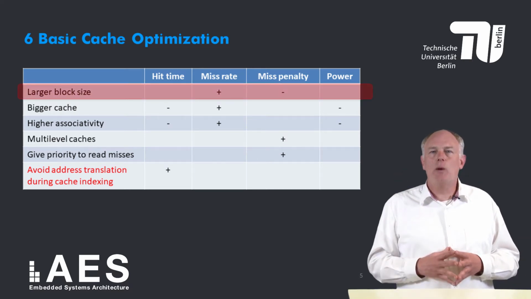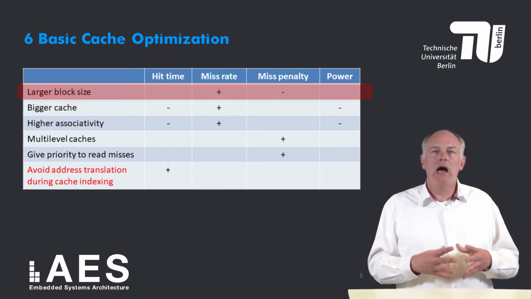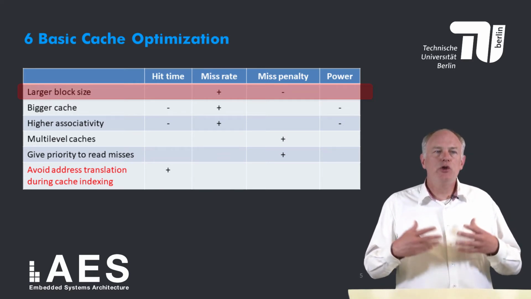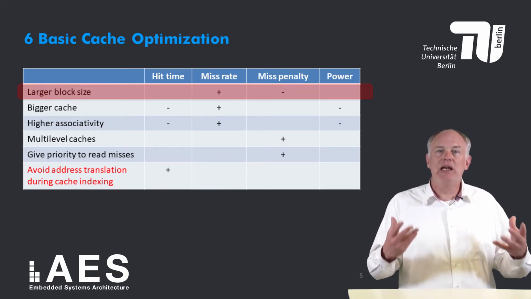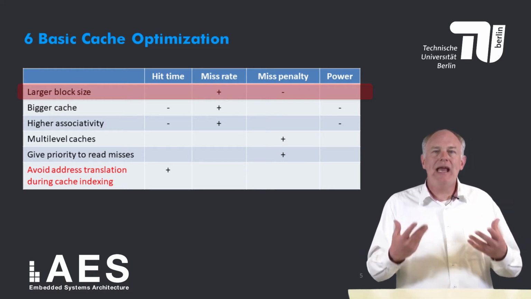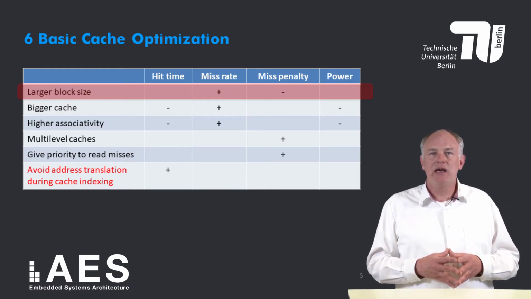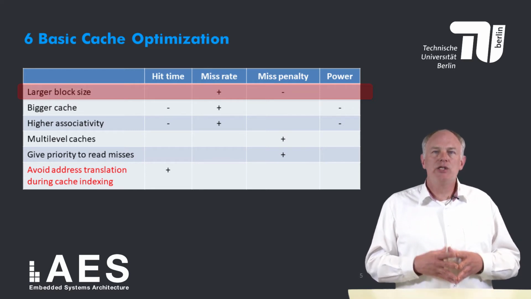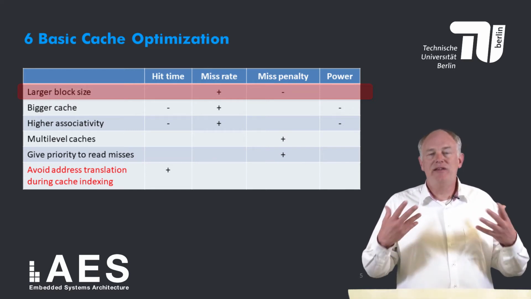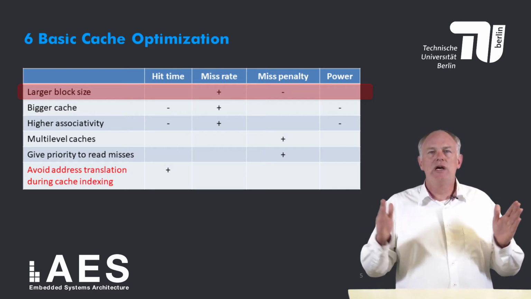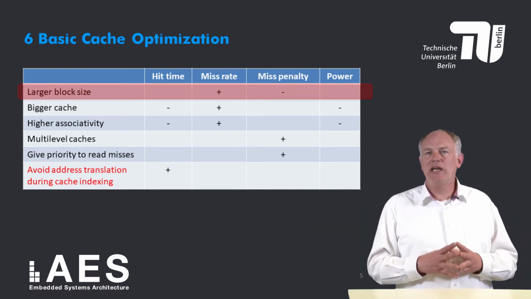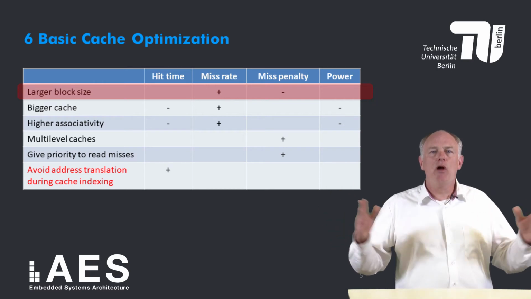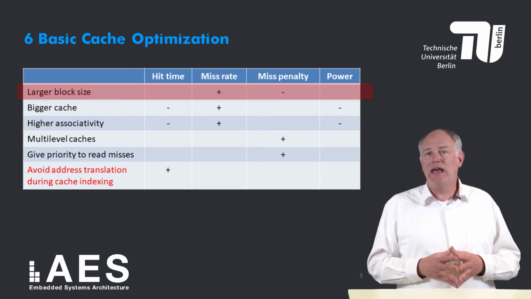The first basic optimization is to employ larger blocks. Due to spatial locality, this typically improves the miss rate, but negatively impacts the miss penalty, since more words need to be fetched on a miss. So a trade-off must be made, and the typical block size is 32, 64 or 128 bytes. Larger blocks usually don't influence the hit time or the cache power consumption.